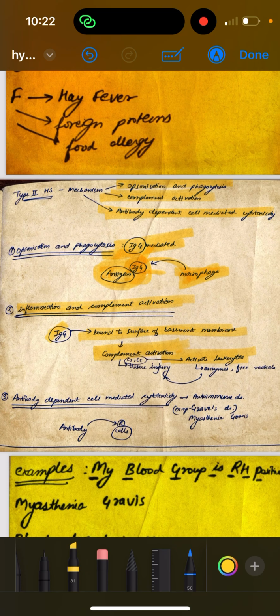activation of leukocytes, which are also immunological cells. All the cells present in inflammation are immunological cells. Then leukocyte activation will lead to free radicals and enzymes that will lead to tissue injury. This is how tissue injury and hypersensitivity occur.